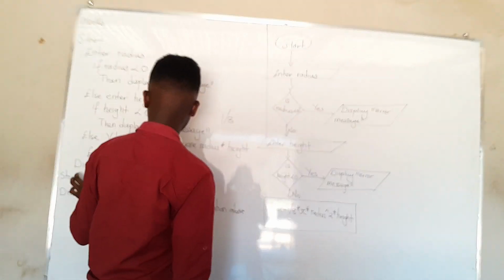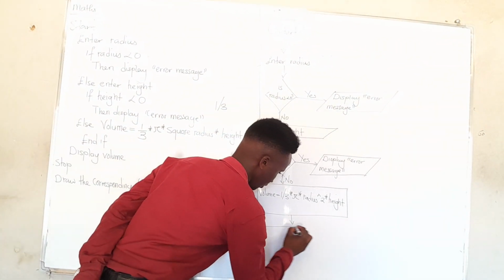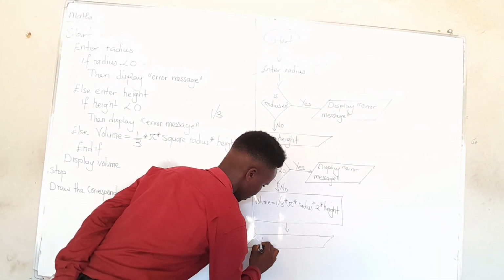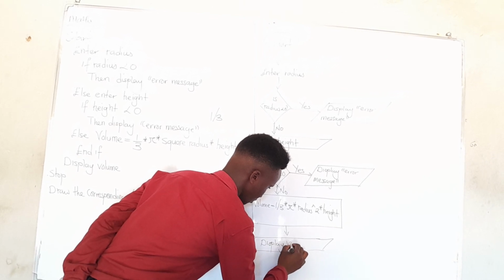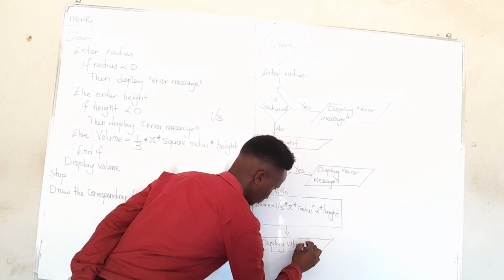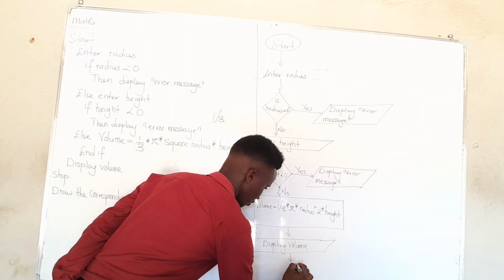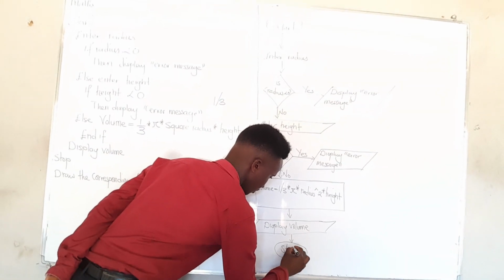And if we skip it, we come to display volume. So to display, we use our parallelogram again. So we are going to say display volume. Right, then from there, they've said we stop. So stop, we are using our oval.